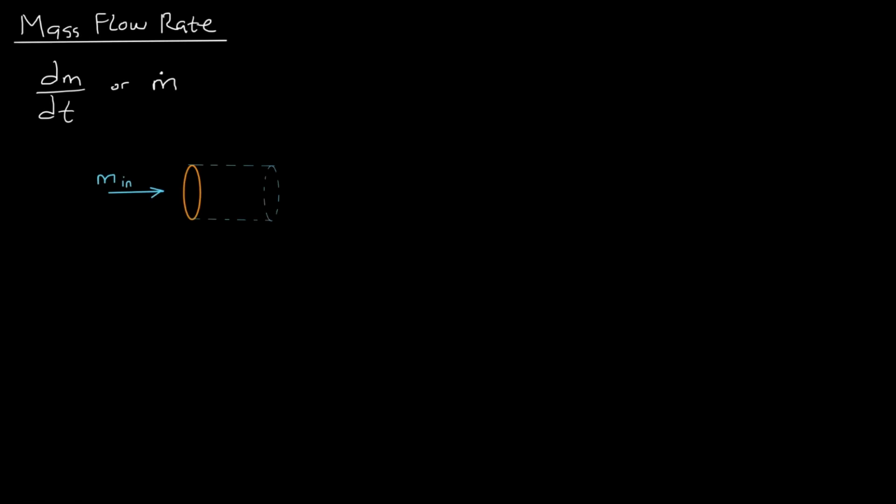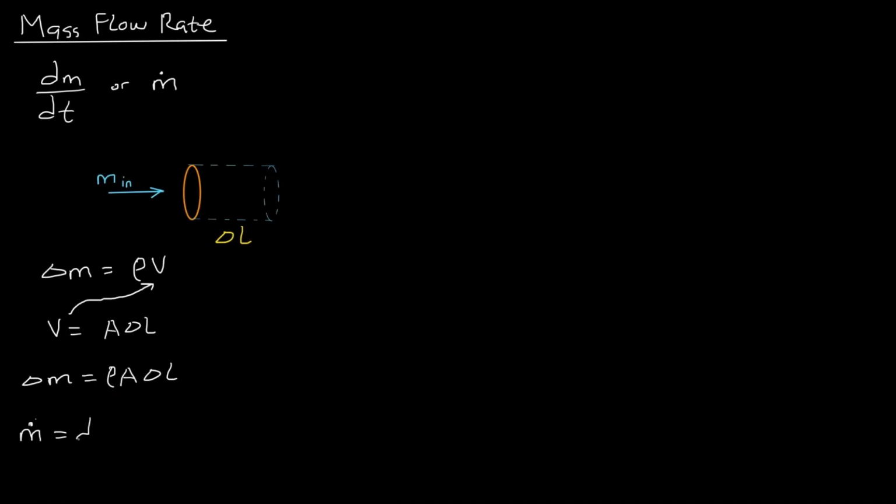Consider a small opening through which some mass of fluid flows. The mass of the fluid is given as its density multiplied by its volume. And its volume is equal to the cross-sectional area of the opening through which the fluid flows, multiplied by the distance through which the fluid has flowed through this opening. So we can write the mass of this fluid as its density multiplied by the cross-sectional area of the opening multiplied by distance. And so mass flow rate, dm/dt, is given as the density multiplied by A multiplied by dl/dt.